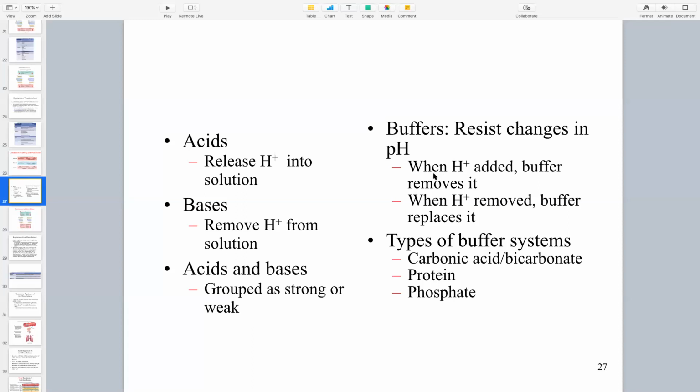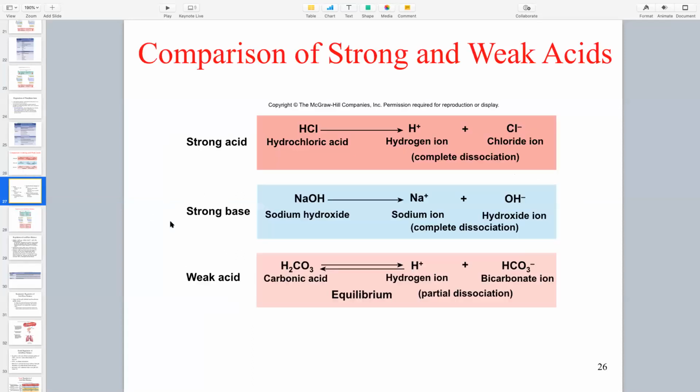Buffers resist changes in pH. So the best example of a buffer is this one, carbonic acid. It can work as a weak acid when we drive the reaction to the right over here, or it can act like a weak base. Keep in mind this bicarbonate has a negative charge. Usually bases have a negative charge. Why? It's because then it can attract the positively charged hydrogen, right?